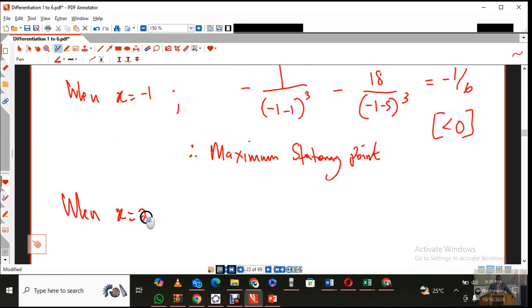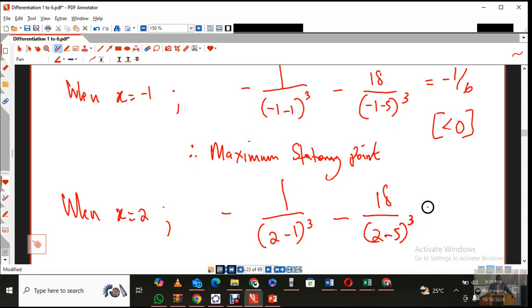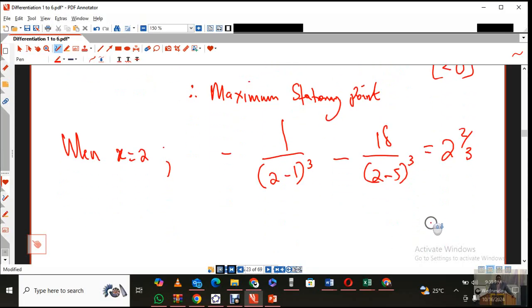Same, when x is equal to, we had another value. When x was equal to 2, that's -1, so you have 2 minus 1 cubed minus 18, you add 2 minus 5 cubed. You punch that in, you get 2 and 2/3. What do you realize? Well, this value here is greater than 0. Therefore, it's going to be a minimum stationary point at x equals 2.